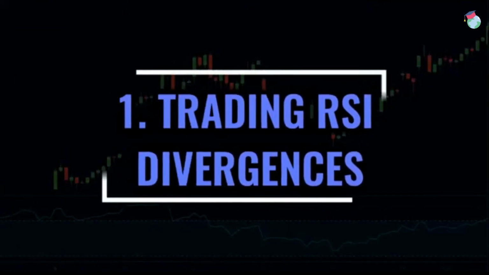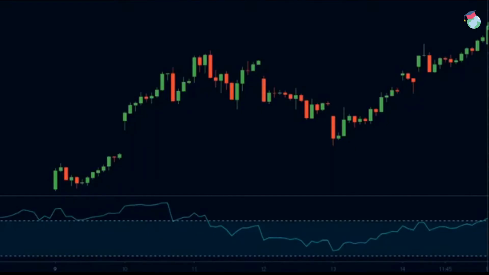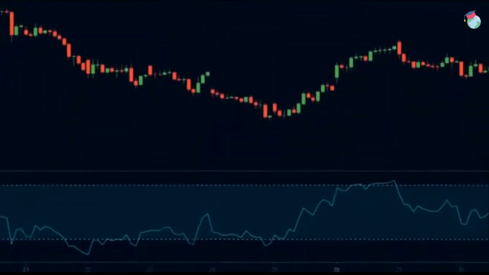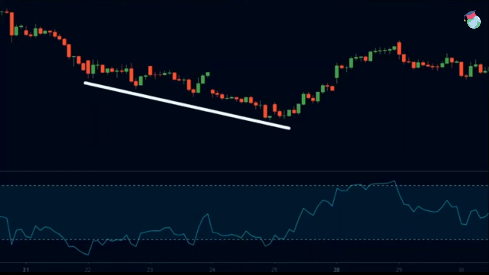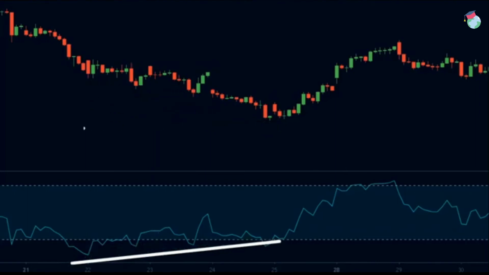Another way of using the RSI is for trading divergences. A bearish divergence occurs when the price makes a higher high, but at the same time, the RSI makes a lower high. Similarly, a bullish divergence occurs when the price makes a lower low, but the RSI makes a higher low. Divergences can be a very strong sign of reversal, but we need confirmation. Divergences alone are useless. There can be many fake divergences.